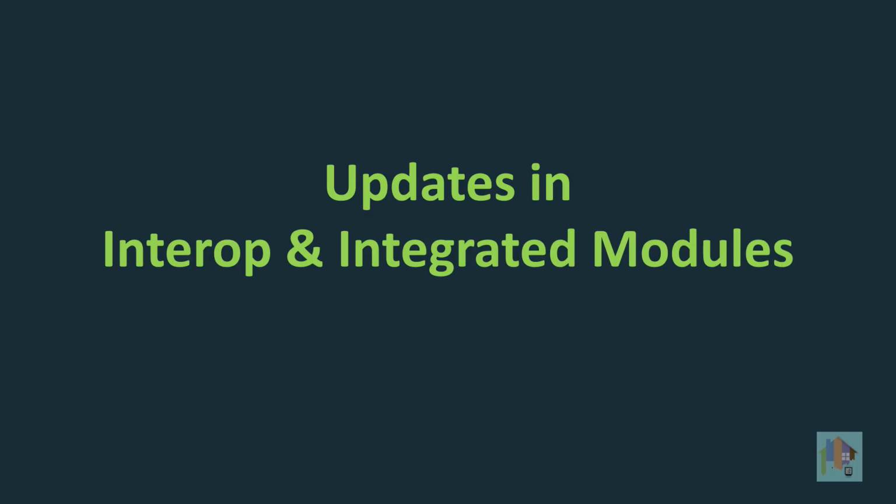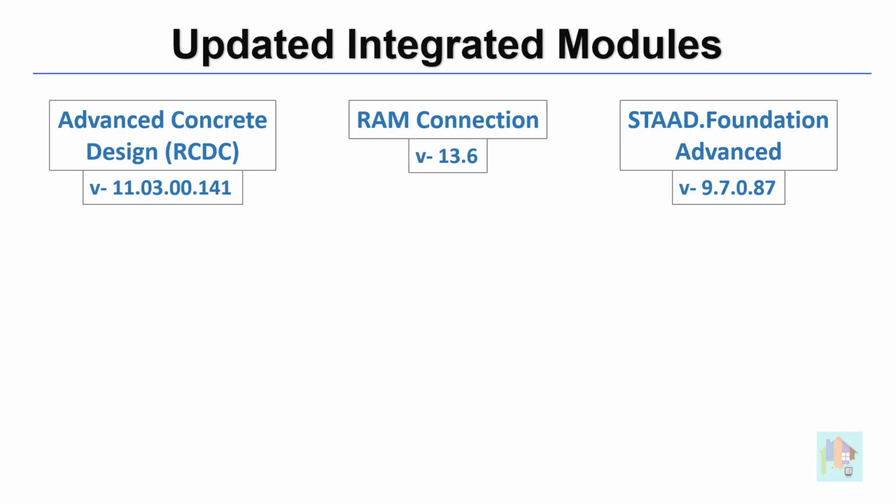Finally, I want to discuss the interoperability and updates in the integrated modules. There are only a few updates in the iTwin module which are not that significant. Along with this updated STAAD, the latest versions of the Advanced Concrete Design module, RAM Connection and STAAD Foundation modules are provided, and you can check the build numbers from here. If you use any of these modules in your project, then you can notice several new features.